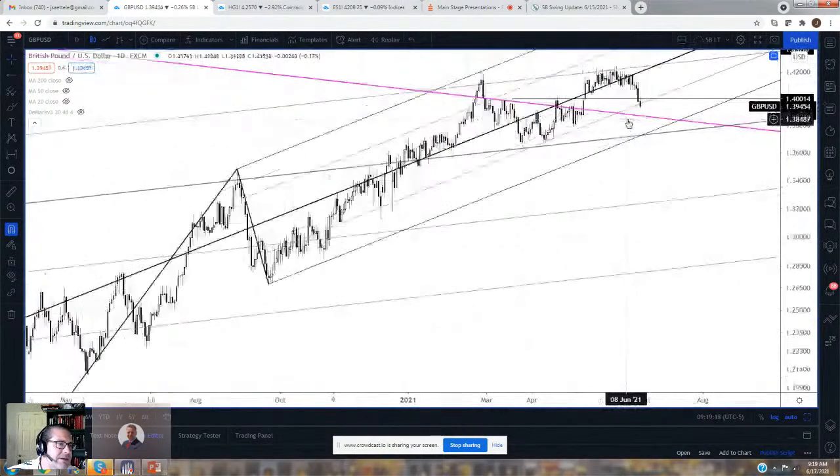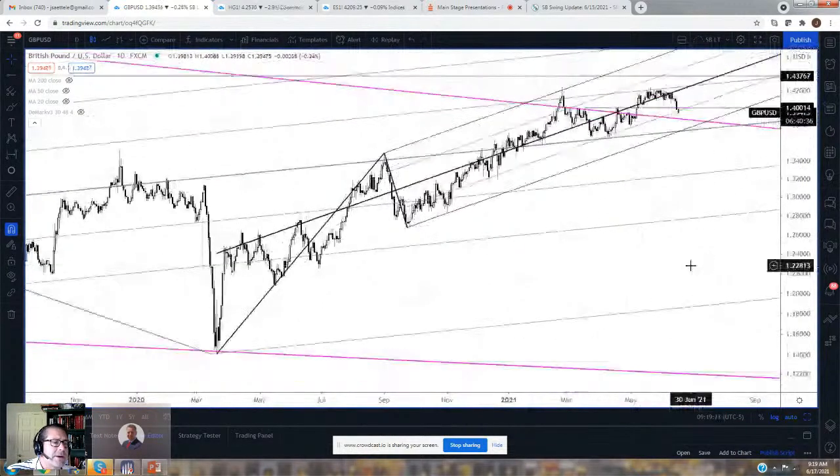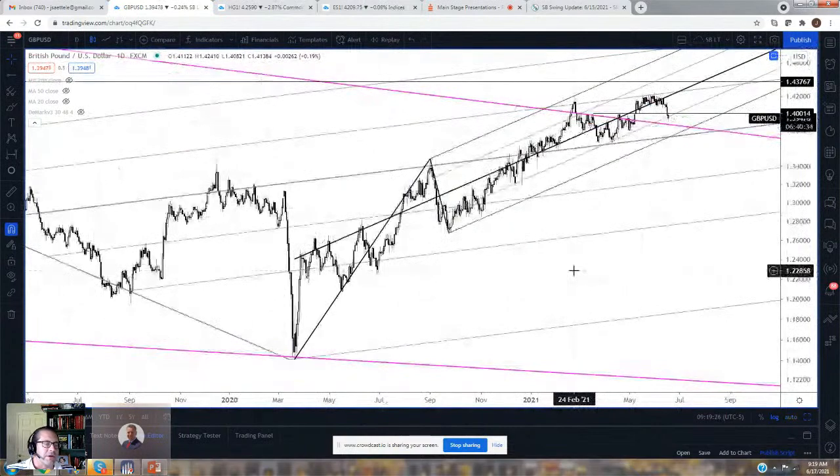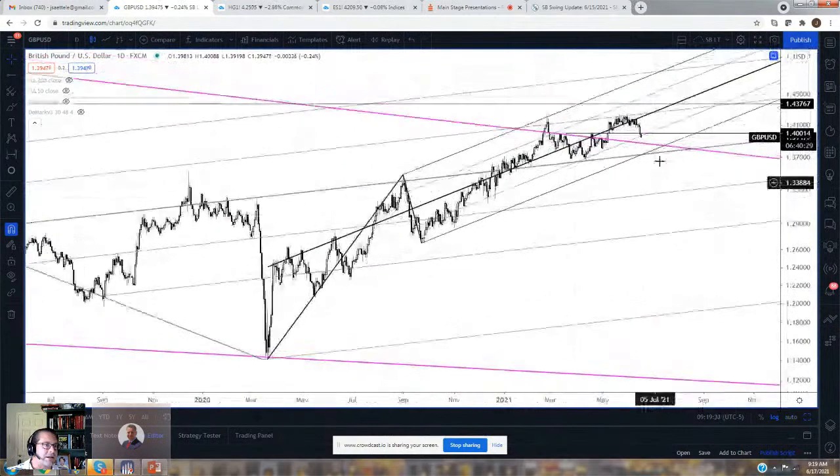For me, that's a key level to pay attention to. Forget about generalizing it with dollar up or down against everything. But if something interesting or shocking is going to happen with cable on the upside, I think it needs to hold this level right here. So it's like 120 pips away. We're pretty close.